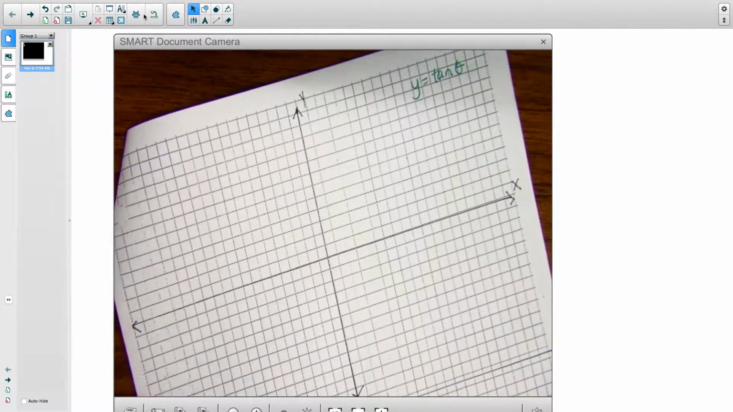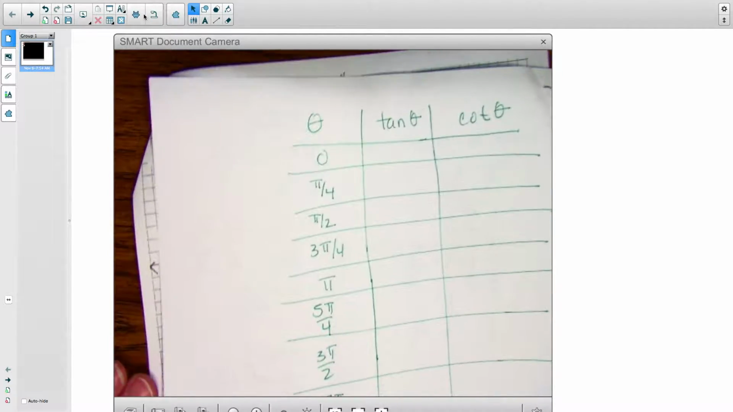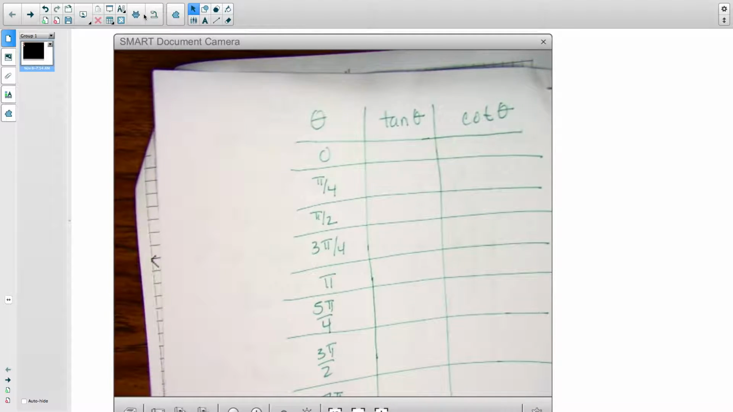I flipped it over on the back of my notes. Is there a blank page in your notes? Yeah. You can do them on the back with the graphs.